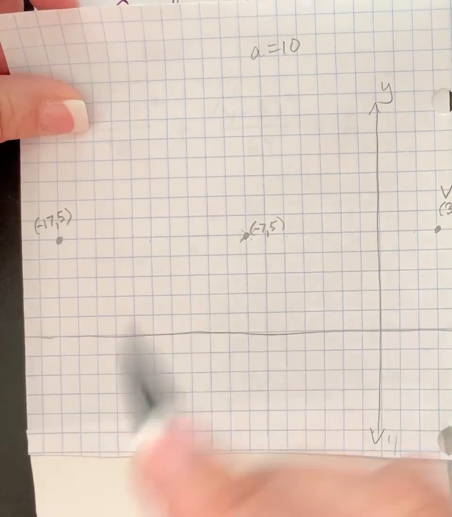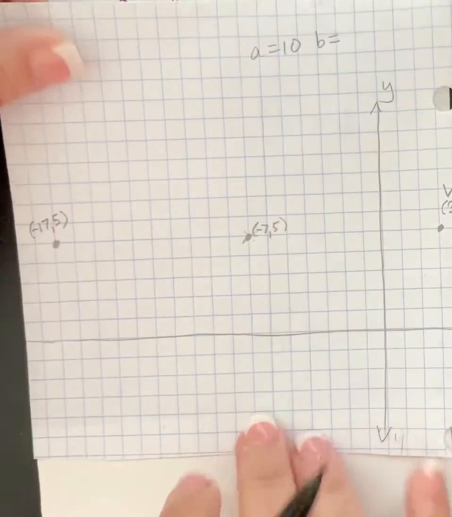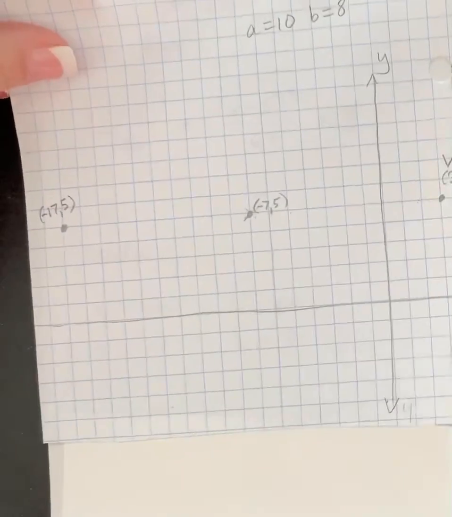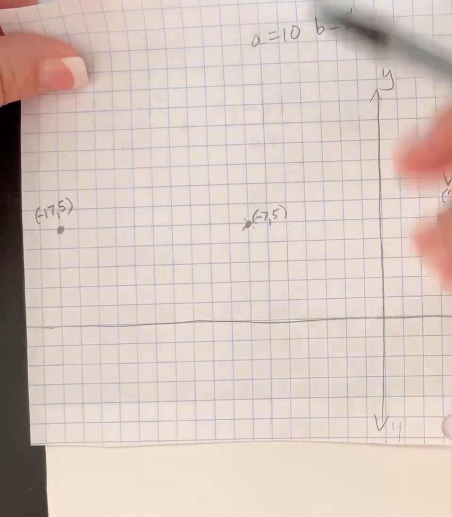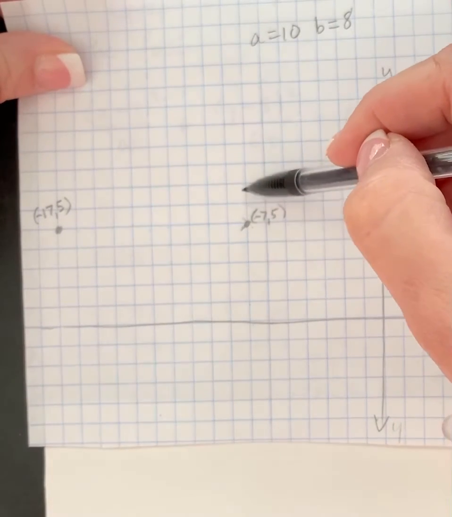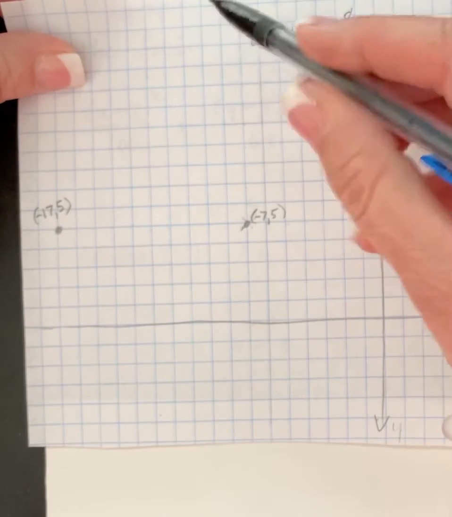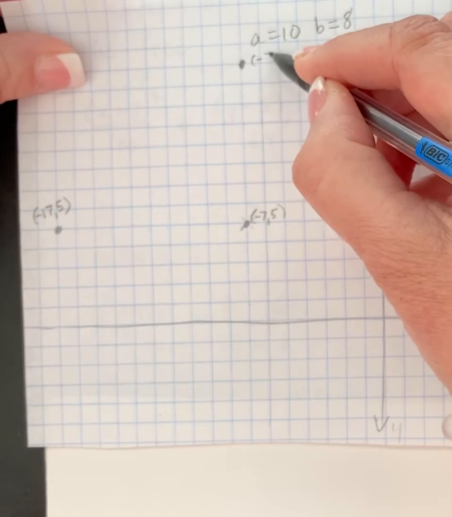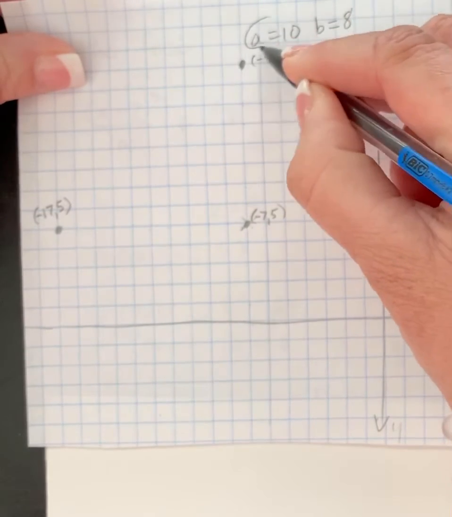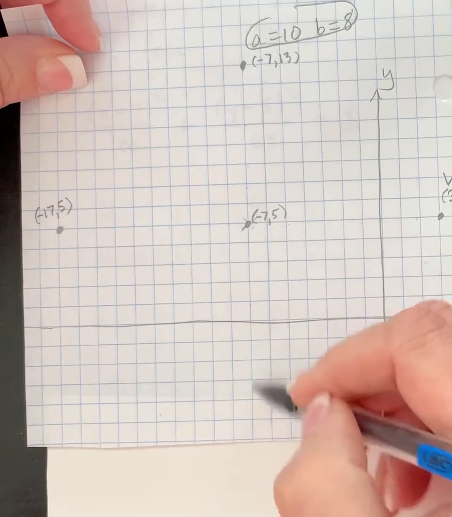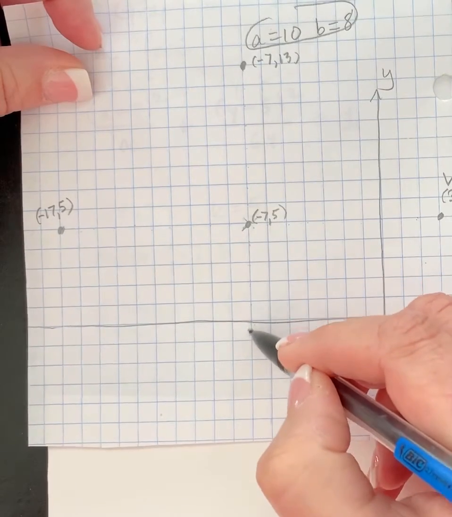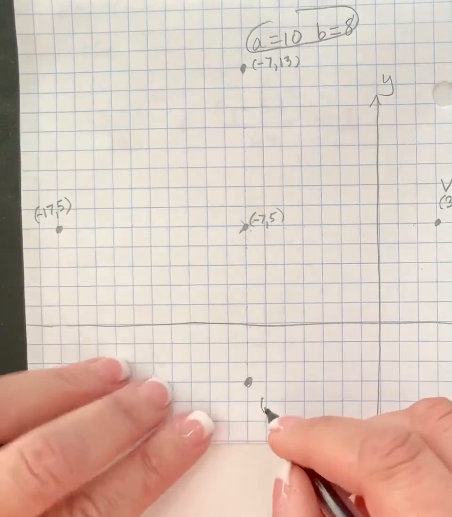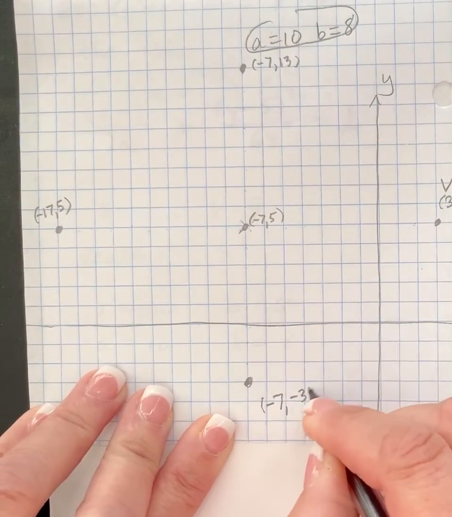All right, so you can see all three of these points have the same y coordinate, so they're on a horizontal line together. Now, we also knew that b was equal to 8. So from the center, you go up 8 units, and down 8 units. So 1, 2, 3, 4, 5, 6, 7, 8. And that'll be a co-vertex there, at (-7, 13). And then go down 8, 1, 2, 3, 4, 5, 6, 7, 8, and that'll be another co-vertex at (-7, -3).